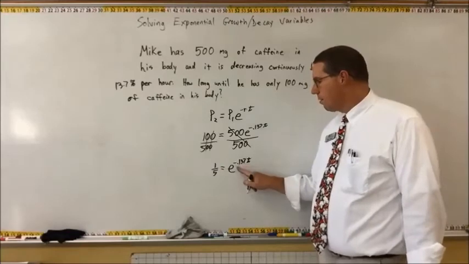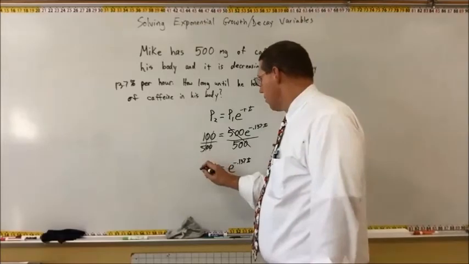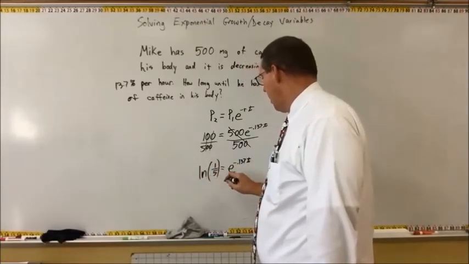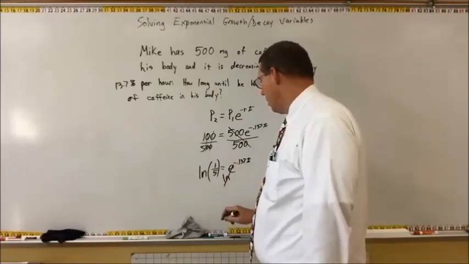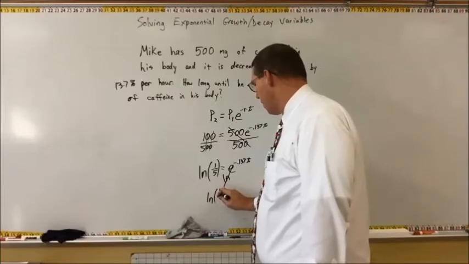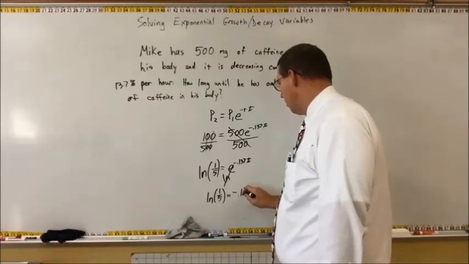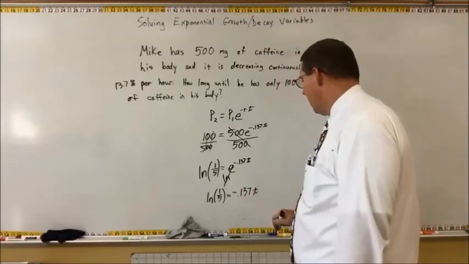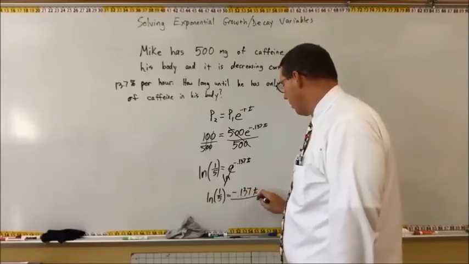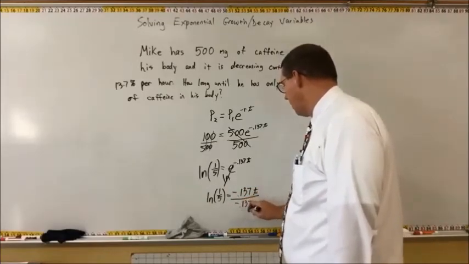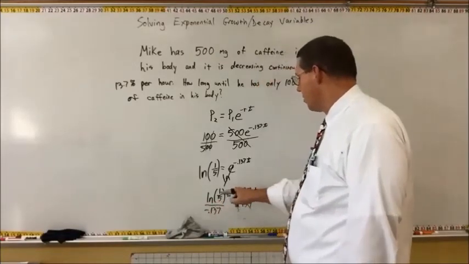Now, to cancel this exponential base of e, we're going to use ln, the natural log, right? So we're going to do ln of this side and ln of this side. ln on this side is going to cancel the e, leaving, on the left side, natural log of 1/5 is equal to, and all we have left is negative 0.137 t. Now, to get rid of this negative 0.137 in front of the t, that's being multiplied, so we're going to divide by negative 0.137, and time is equal to the natural log of 1/5 divided by negative 0.137.